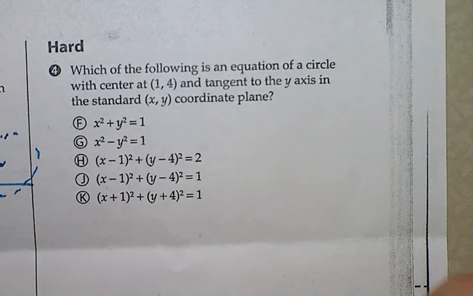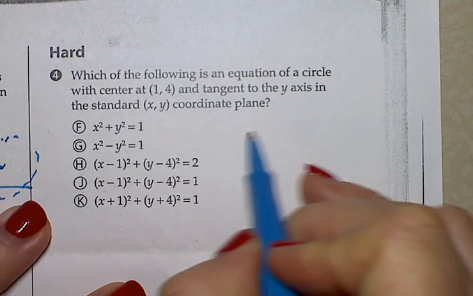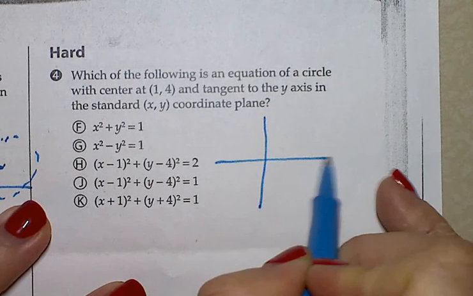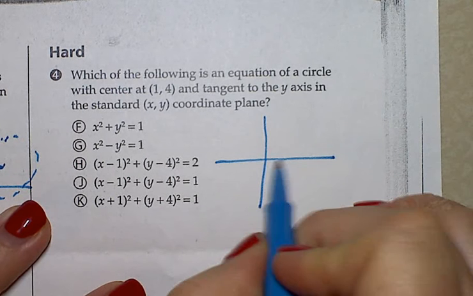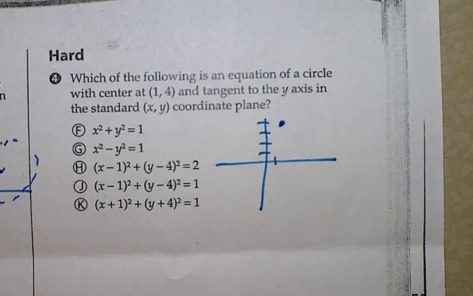Okay, number 2. Now this is a little bit trickier, okay? So we're going to do this one together. First of all, let's find the center. Actually try to be pretty neat about this. Go to +1 and +4 and make a dot. That's the center of your circle.